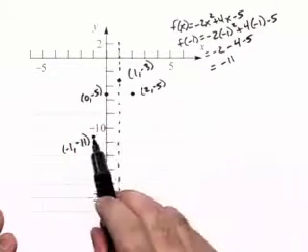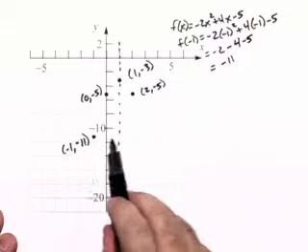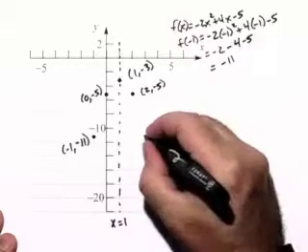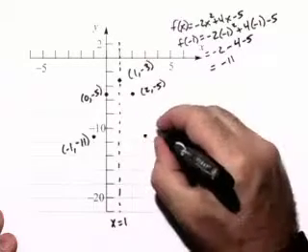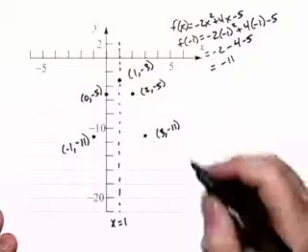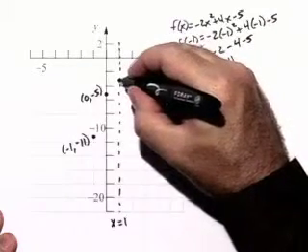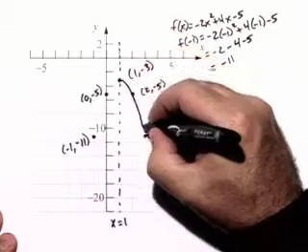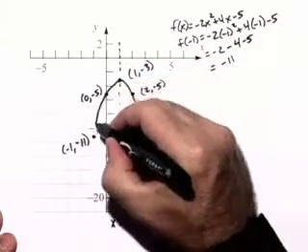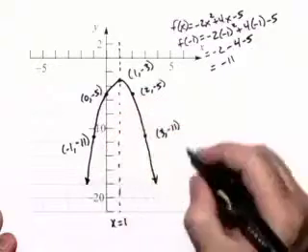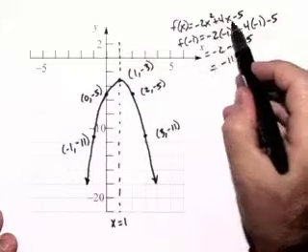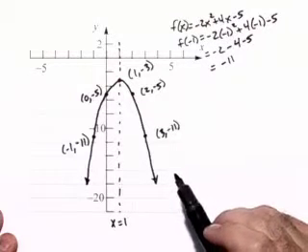Again, we'll use symmetry. This point, -1, -11, is 2 units away from our axis of symmetry. Go 2 units the other direction. And we'll get the point 3, -11 is on our graph. And here we'll connect these points with a smooth curve and extend our graph. So we'll have the graph of our function, -2x squared plus 4x minus 5.